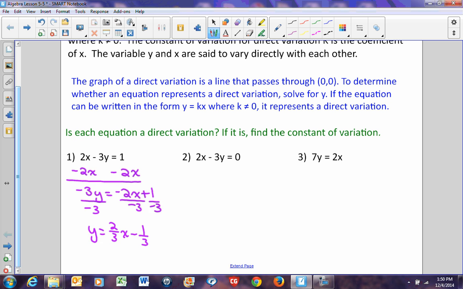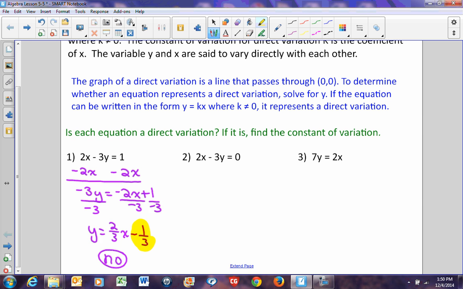Notice there's a number that comes after the x. We have a negative 1/3 here. That means that this is not direct variation. In order to be direct variation, it has to be in the form of y equals kx. There can be nothing after the kx part. So this is not a direct variation equation.